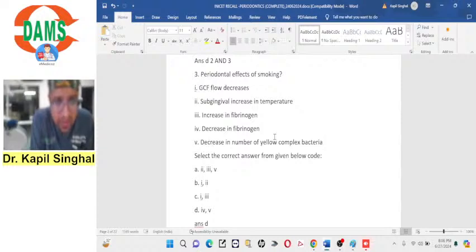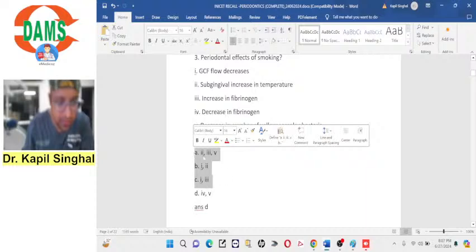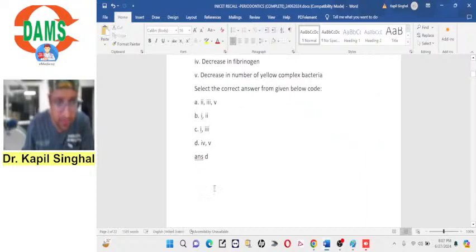This is correct. And option 5 is decrease in number of yellow complex bacteria. So what happens? The yellow complex bacteria will decrease, but the more advanced bacteria, that is P intermedia and P gingivalis, will increase. So option 5 is also correct. So let's see if we have an option with 4 and 5 that is correct. Yes, 4 and 5 is correct here. We know first of all 2 and 3 are wrong, 100% for sure. Let's rule out options with 2 and 3. So A, B, C is 100% gone. So the answer here would be D.